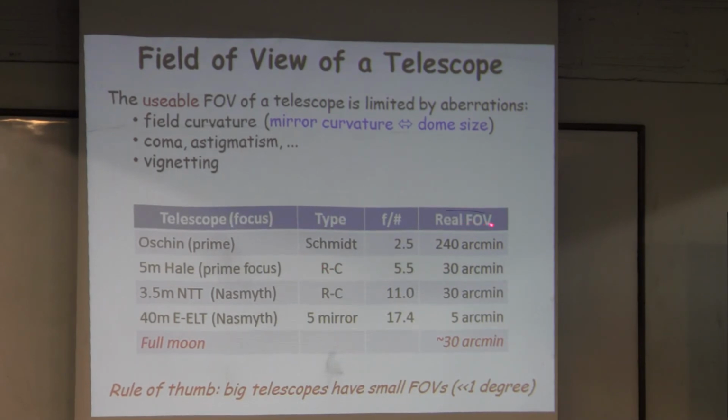So the real field of view that people can use is only a few arc minutes, essentially. It even goes down to something like 10 arc minutes, or even 5 for an even larger telescope. But for existing large telescopes, it's more like half a degree. Okay? And again, this is about the size of the moon.